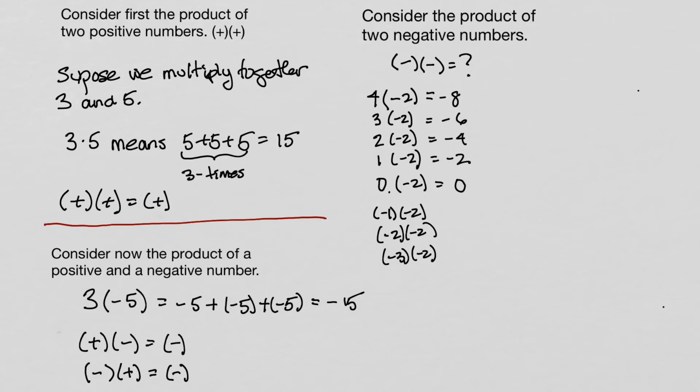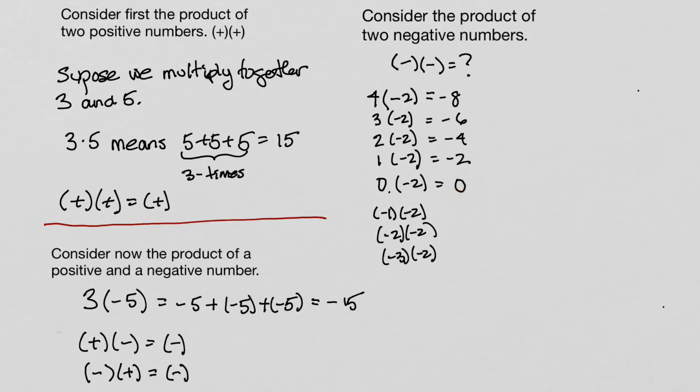Now let's look at our pattern here. As the multiplier decreases by 1, the results are increasing by 2, right? Negative 8, 2 more is negative 6, up by 2 is negative 4, increased by 2 is negative 2, increased by 2 is 0.